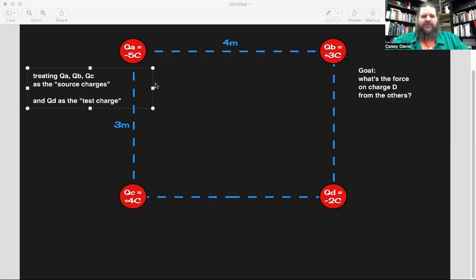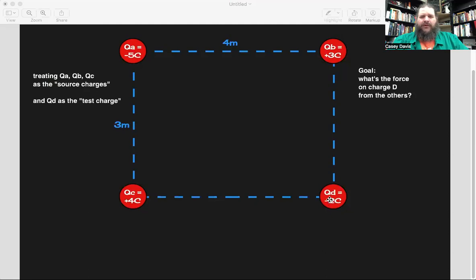Again, no physical difference between those. It's just a matter of perspective: what we're treating as creating some sort of effect, and what we're treating as feeling the force from that effect. Because in reality, it's just four objects that are all exerting forces on each other. But if we just care about the force on object D, we're going to treat that as the test object. Which means we're effectively going to treat charge D as an empty point in space for now.